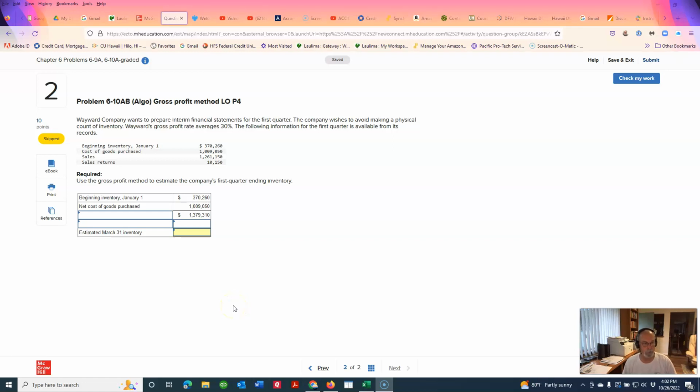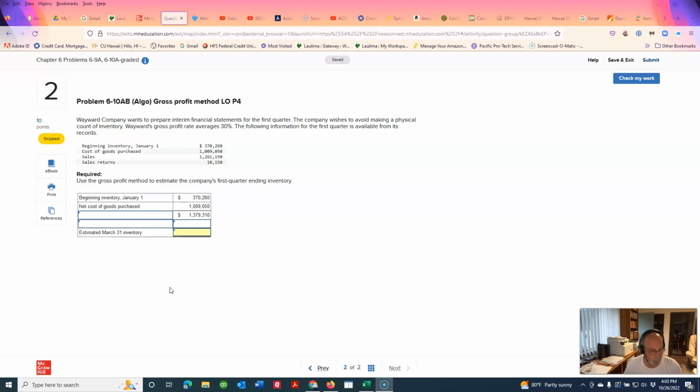Okay, here we go. Let's finish up this problem 6-10A in chapter 6. Yesterday we worked through requirements 1 and 2 of problem 6-9A, which was an inventory estimation method called the retail inventory method. Today we're going to finish up with the second inventory estimation method called the gross profit method.